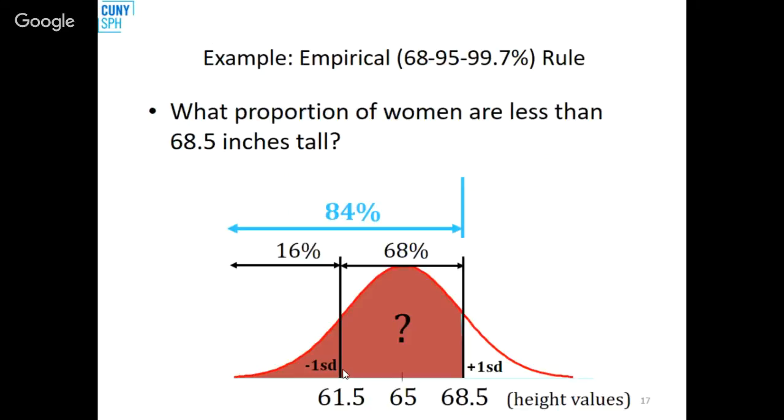So here's a question a little bit trickier, but where you can still use the empirical rule. What proportion of women are less than 68.5 inches tall? So that's the mean plus 1 standard deviation, but no longer looking at a symmetric interval.